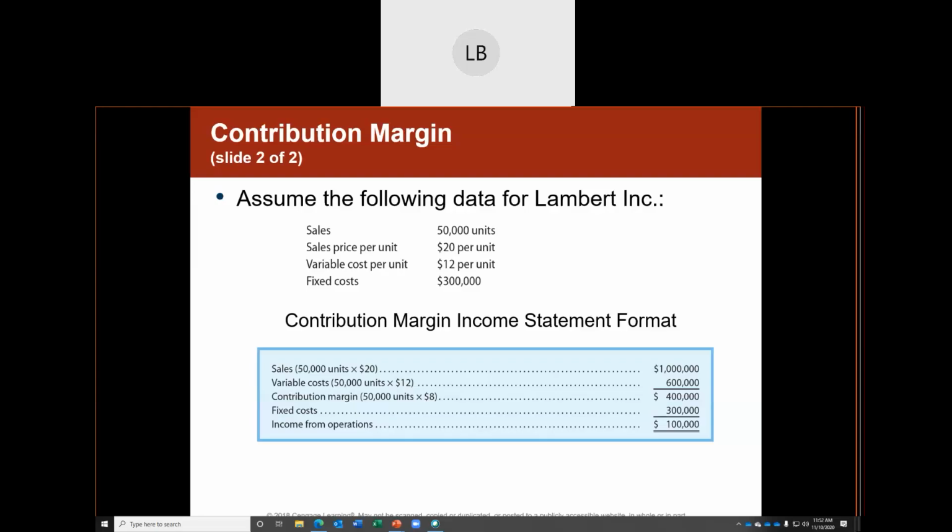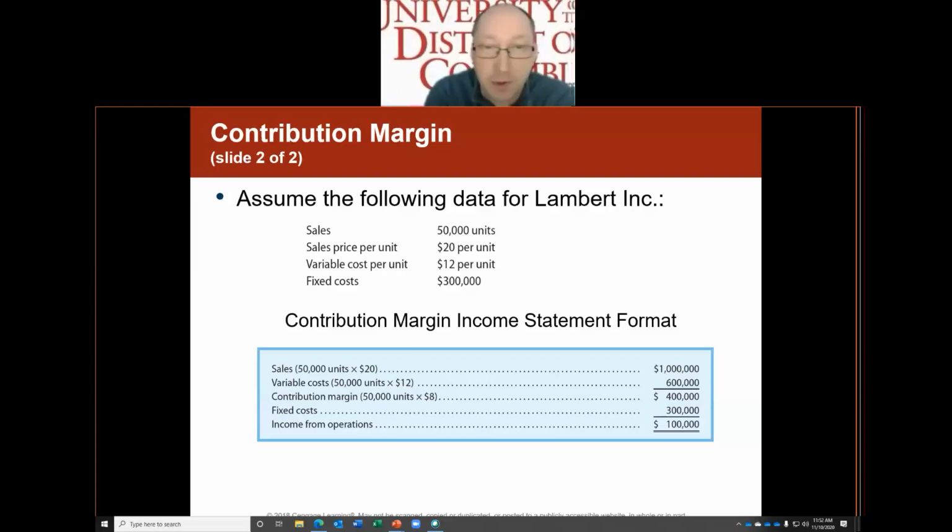Well, after you do the subtraction, so your sales price per unit, $20, minus your variable cost per unit, $12, gives you $8 per unit. The $8 per unit, we call that your contribution margin per unit. Contribution margin per unit is $8. You multiply your contribution margin per unit times the number of units sold, and that gets you to your total contribution margin. Good question.